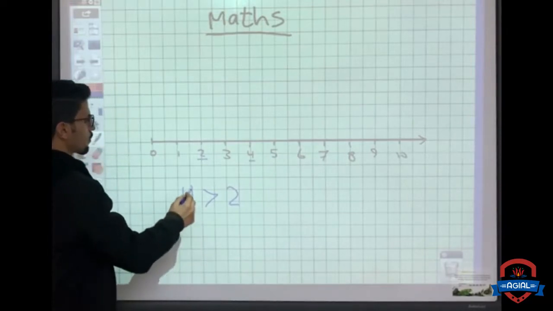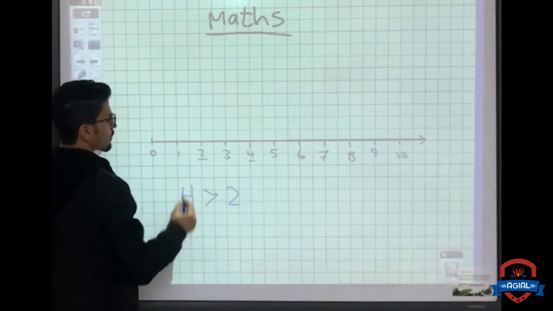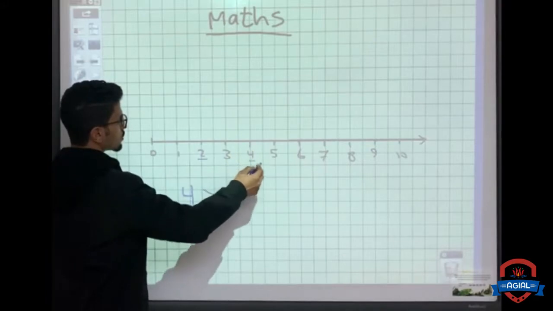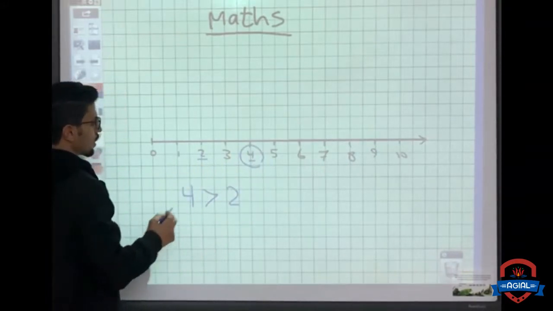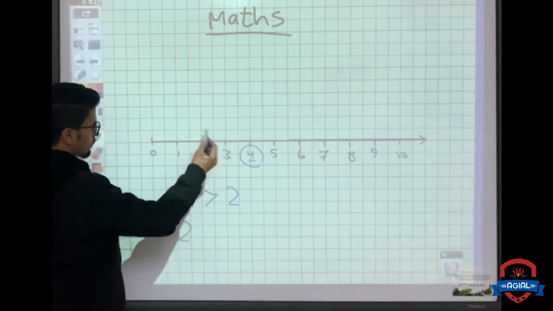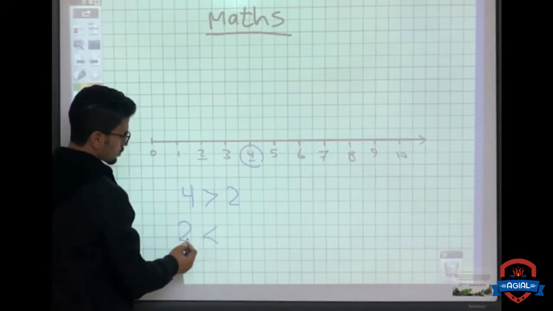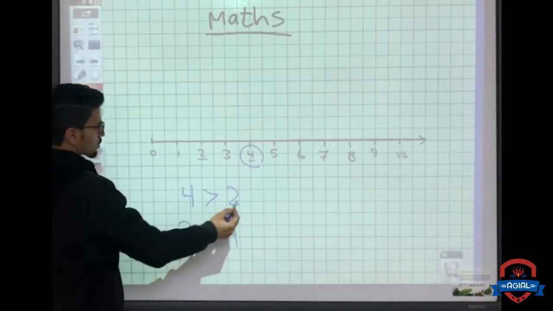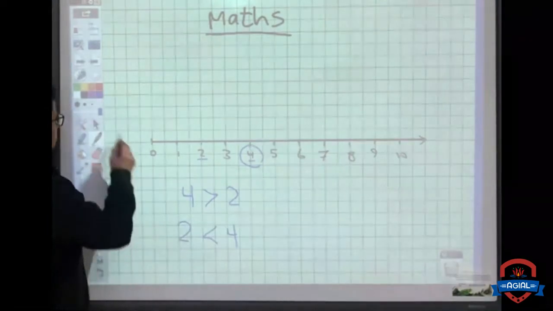So 4 is on the right of 2. The number 4 is on the right of 2, and number 2 is on the left of 4. So 2 is less than 4 and 4 is more than 2. So let's take another example.